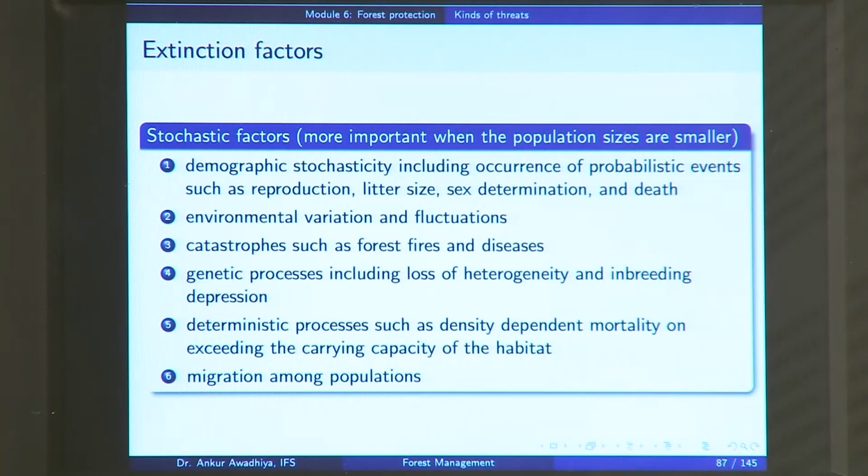So, this is another stochastic factor, or migration amongst populations. You had a forest in which you had, suppose, 3 tigers, and these tigers migrated out of your area, and so now you have a forest without a tiger. This is another stochastic variable that will only matter when the population size of tiger was very small, only 3 individuals. If you had 50 individuals and 10 of them migrated out, it does not matter, because you still have 40 individuals left in the forest. But in the case of smaller populations, migration also becomes a very important stochastic factor.